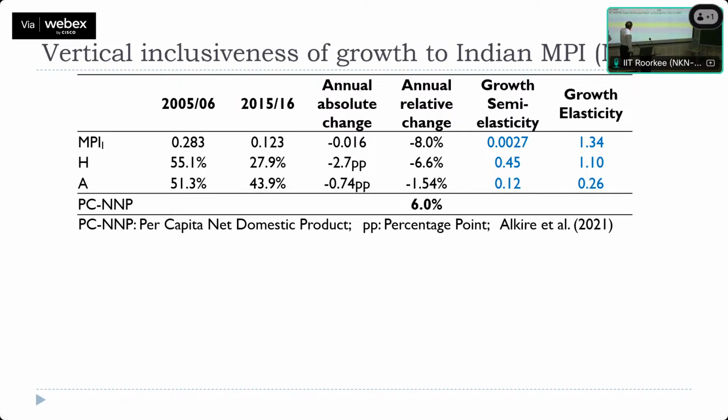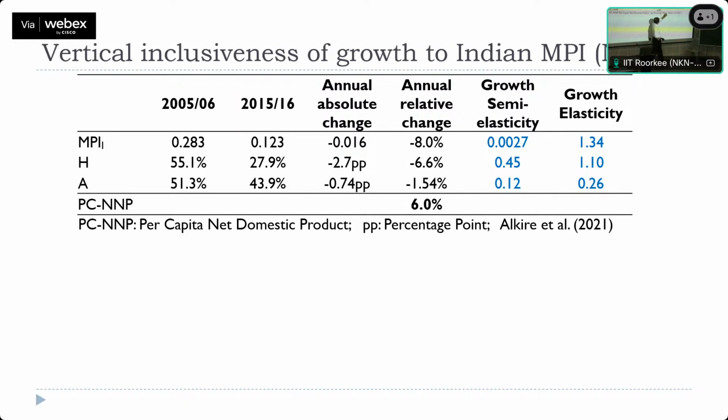So if you now try to link, these are the annual absolute changes. Please note when a variable is in percent, you denote the absolute change in percentage points. If you have a change from say 20% to 10%, in absolute terms, it is a 10 percentage point change, which is not a 10% change. That's why it is written PP, percentage point. If you look at the relative change, the change in MPI was 8%. The change in the multidimensional headcount ratio was 6.6%.